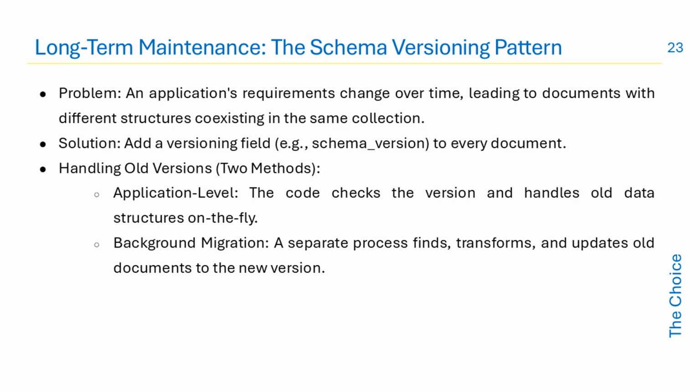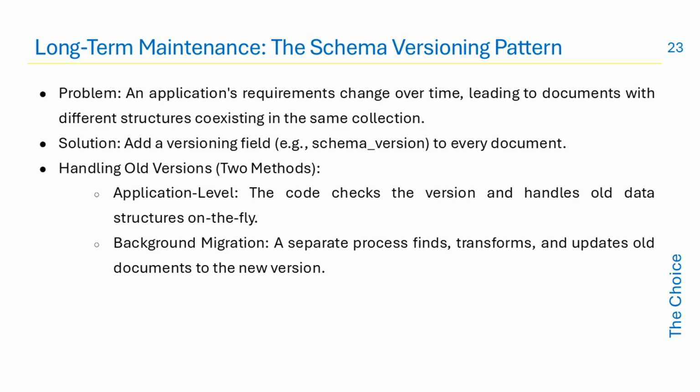Finally, let's address a very practical challenge. In any real-world project, your application's requirements will evolve. This means your data model will also have to change. The flexibility of MongoDB's schema is an advantage here, but it can lead to a situation where you have documents with different structures coexisting in the same collection. The schema versioning pattern provides a systematic way to manage this.